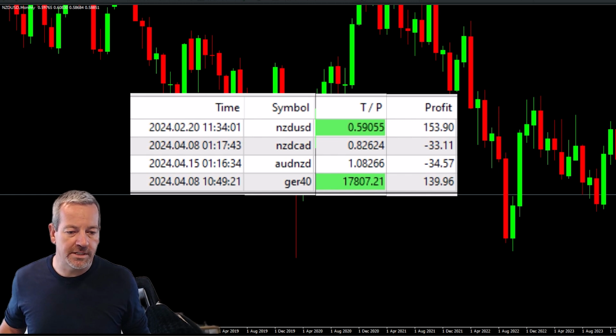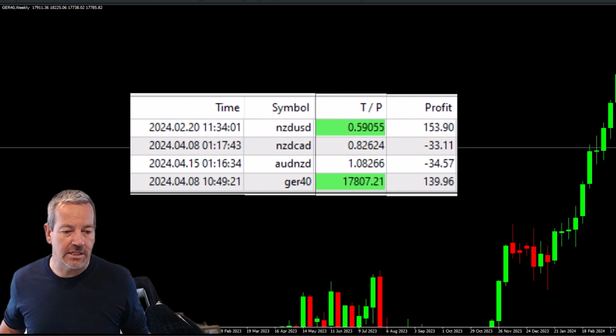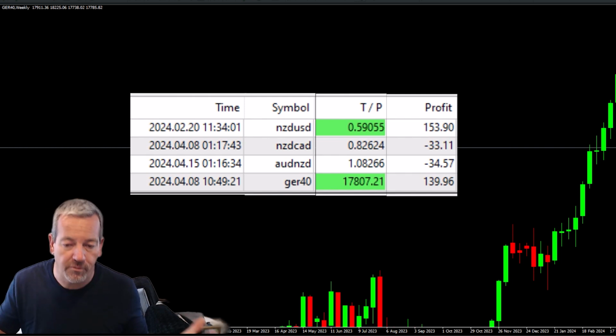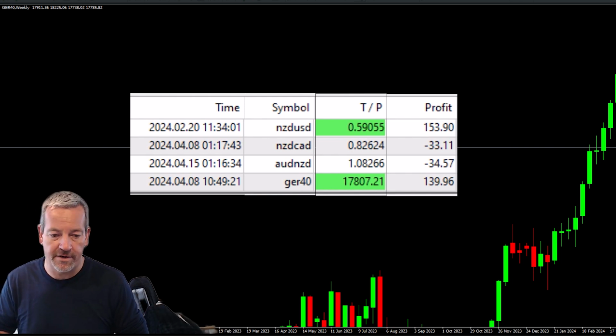Moving on to the second trade. So that was the monthly continuation. The next trade is this German 40 index at the bottom here. So this just shows that our strategy works on different time frames, and it also works on different markets.